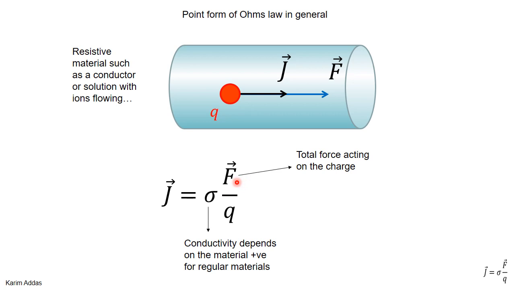Now the total force, usually you don't see this written this way in the textbook, because the force we know about and that we're dealing with right now is the electric force, and so we'll simplify this in a bit. But in general, the force could be any kind of force. It could be a magnetic force, it could be many different kinds of forces. So this is the general form of the point form of Ohm's law.